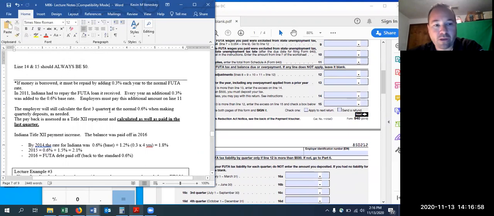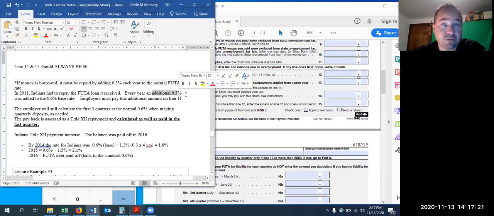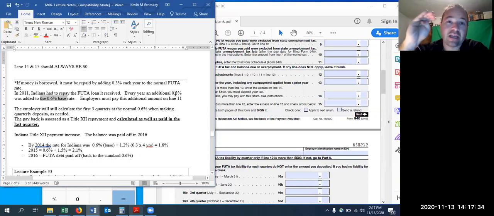Okay, just one little item here on line 11 before we look at an example. What would have had to have happened here, whenever you do borrow money and you have to start paying it back, is that FUTA says for every year, you're going to tack on an additional 0.3 to your normal 0.6. Remember, you normally pay 0.6%, which is very low, but then every year until you pay it back, you're going to add on an additional 0.3.